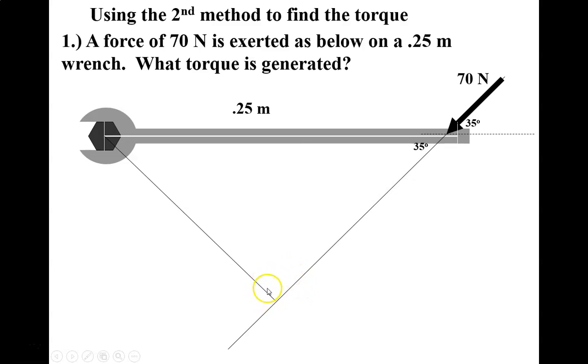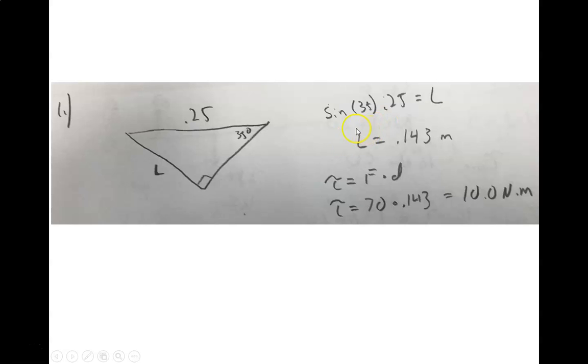And we want to figure out the torque. So what we need to do is look at this side right here. Well, that's opposite, so that's going to be sine. So that's going to be sine of 35 times 0.25. Sine of 35 times 0.25 equals L. Then multiply the force, which was 70 newtons, times the 0.143, and we get 10 Newton meters.